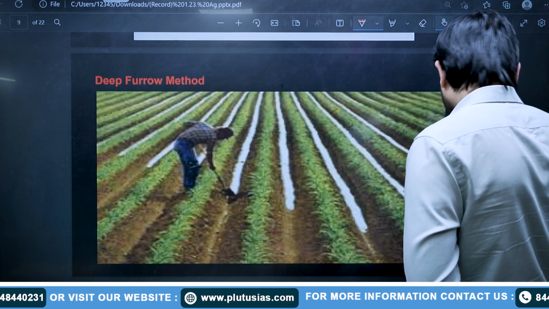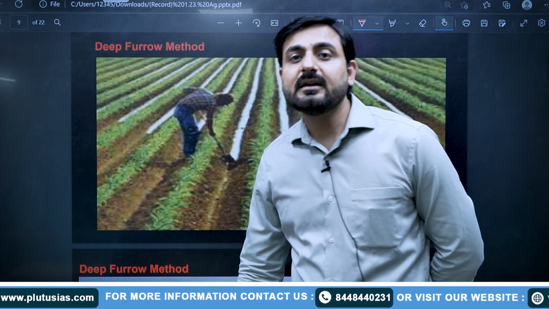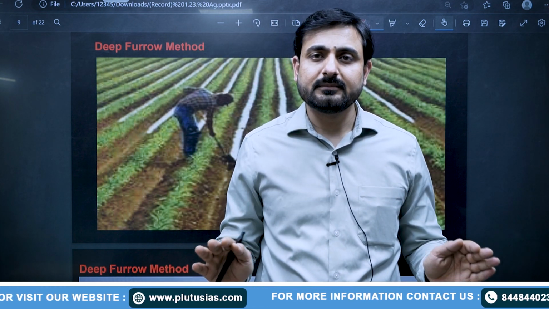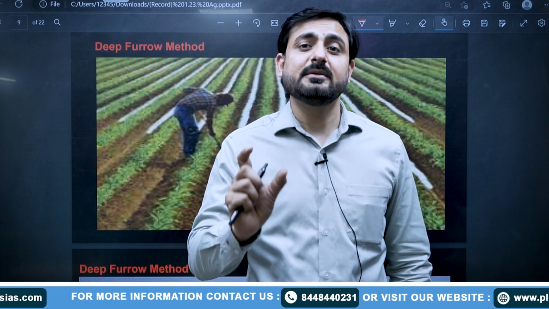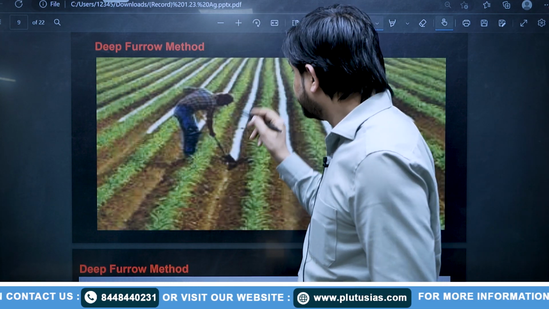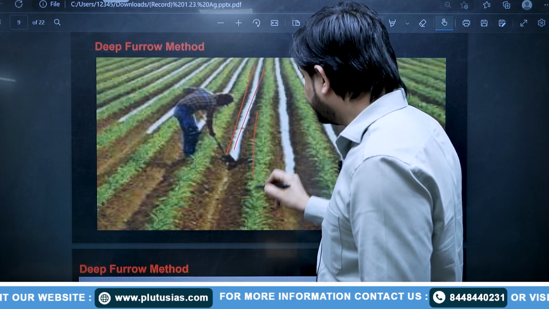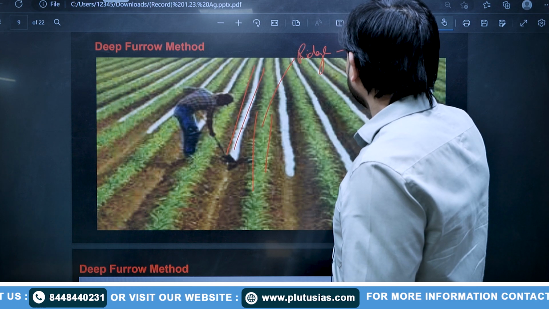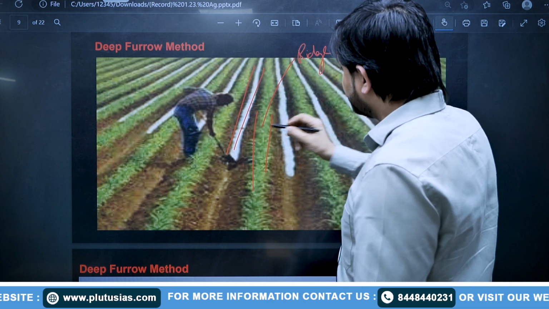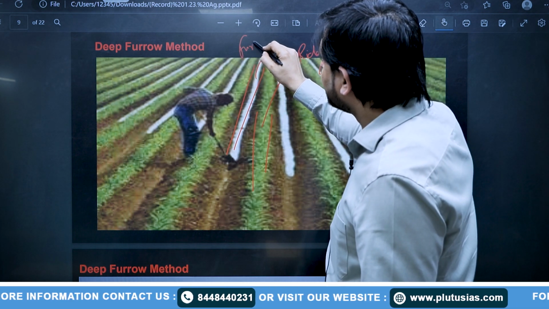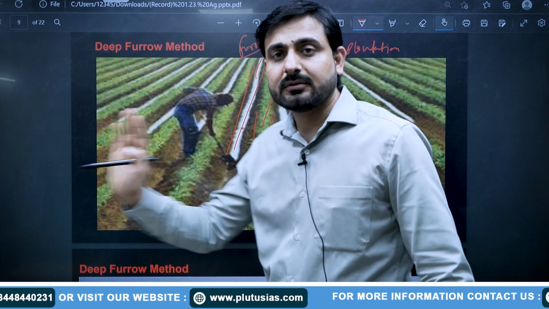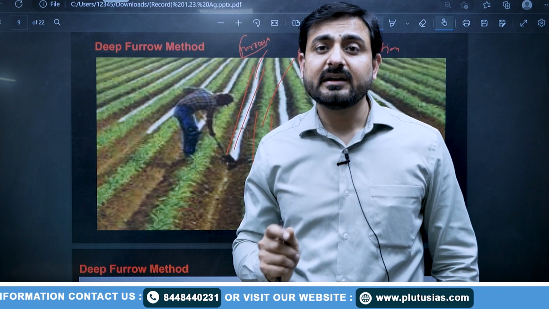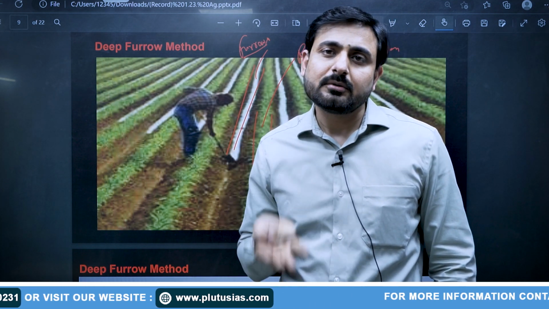Now moving towards the deep furrow method, the ridge and furrow irrigation method. Here, farmers generally develop various ridges over the entire field. These are the furrows and these are the ridges. Over the ridges, we develop plantation, and over the furrows, the farmer generally directs water to move. So the furrows are mainly the water channels, and the ridges are the area where the crop grows.